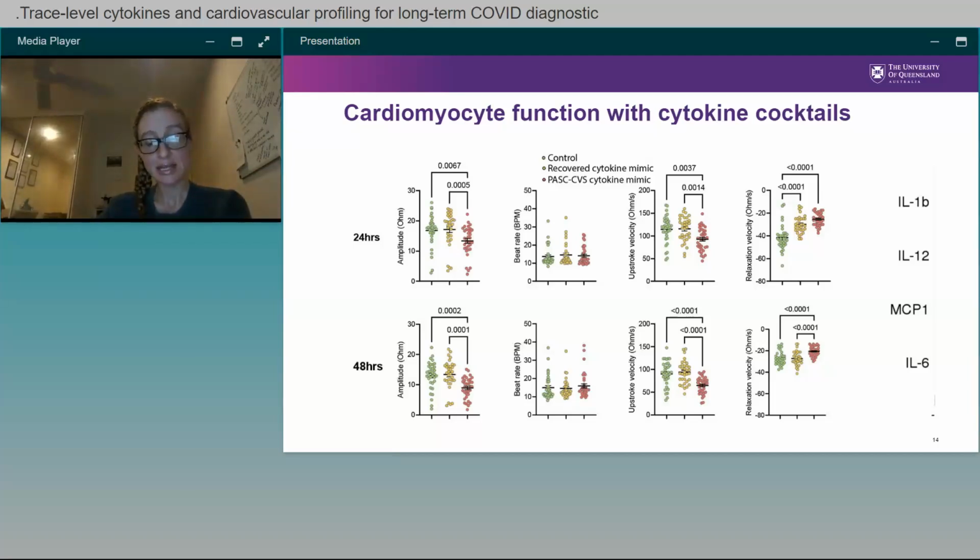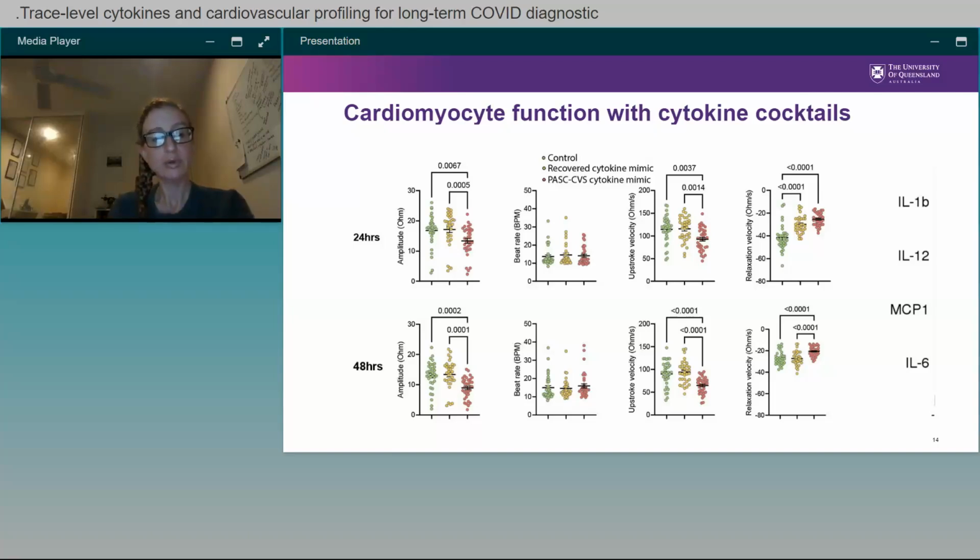And these are cytokines, again, these 4 cytokines, but these are at slightly higher concentrations to reflect those elevated concentrations we saw in long COVID patients. And what you can really see here is that these long COVID cytokine mimics result in decreased cardiomyocyte amplitude after 24 hours, upstroke velocity, and increased relaxation velocity. And you see the same thing after 48 hours. So this was really, really clear evidence that these trace-level cytokines, even though they're at a really, really low concentration, can have some sort of physiological function on cardiomyocytes.